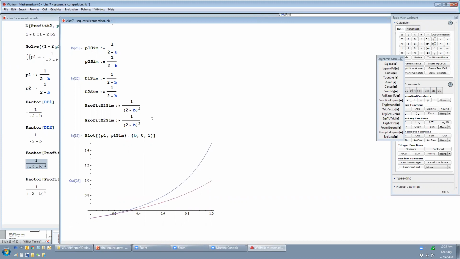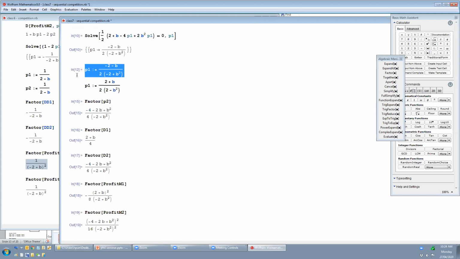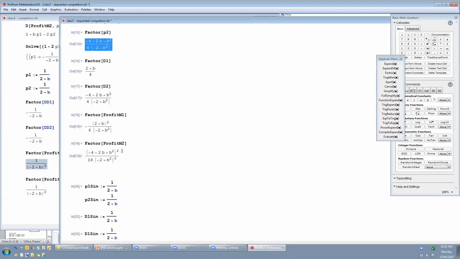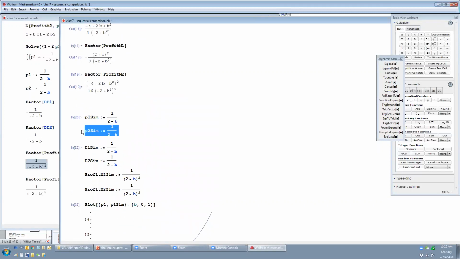And we have four different prices: P1 sequential, P2 sequential, P1 simultaneous, and P2 simultaneous. Well, P1 simultaneous and P2 simultaneous are the same, so I'm not going to plot both. The reason they are the same is that they are identical firms, so they decide the price at the same time. Therefore, it is not surprising that they would have the same price.